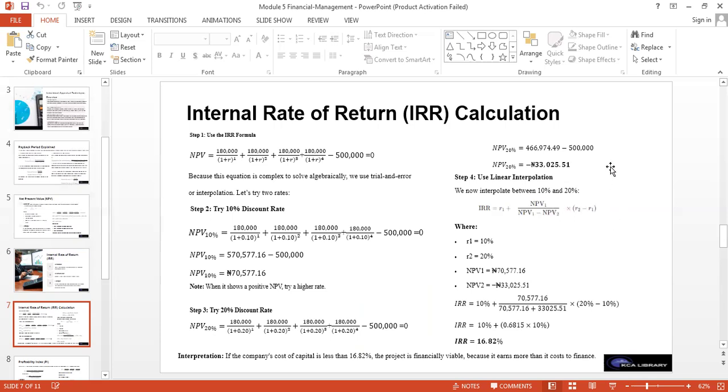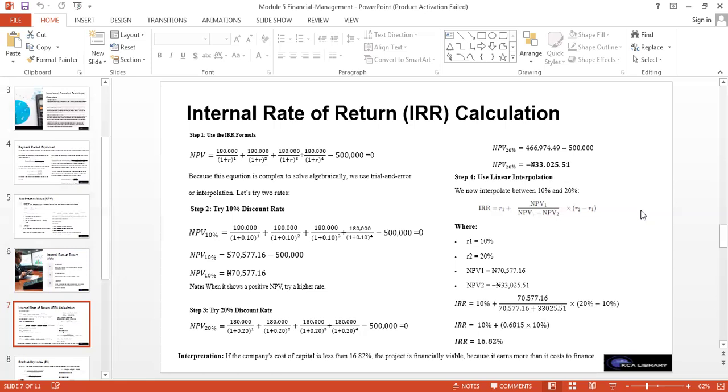And we have the R1 to be 10%, the second rate to be 20%, and we have the values there. In computing, we see that the IRR is 16.82%. And if we interpret that, if the company's cost of capital is less than 16.82%, the project is financially viable because it earns more than its cost of capital.